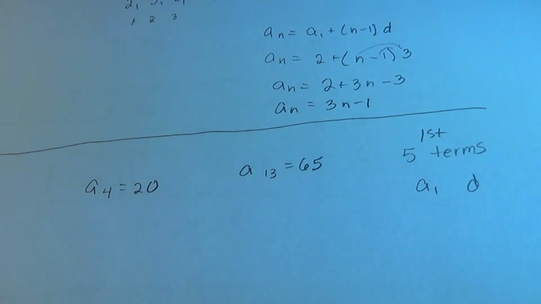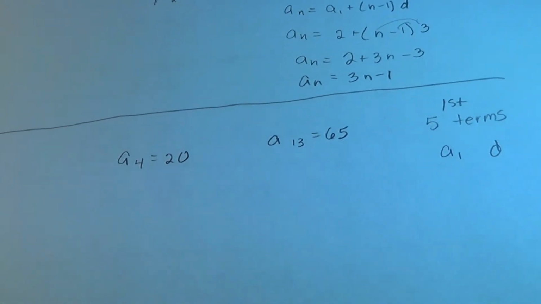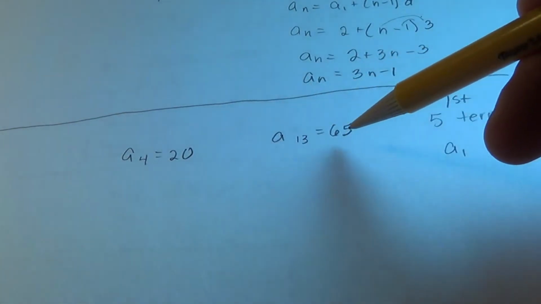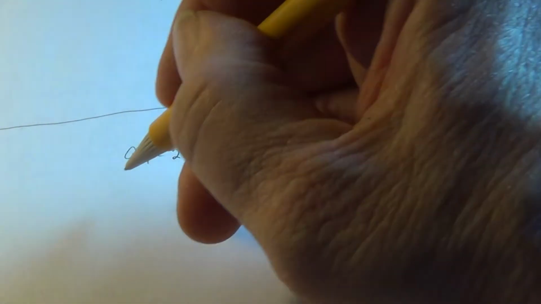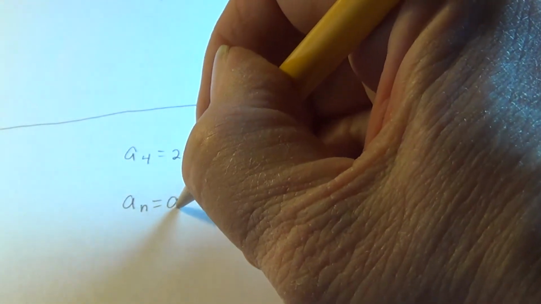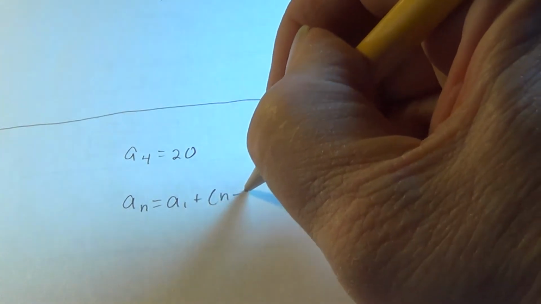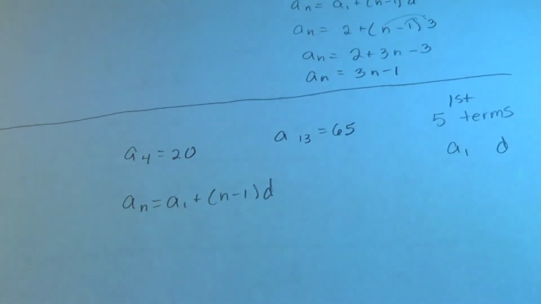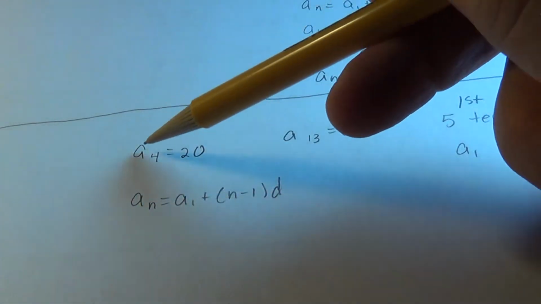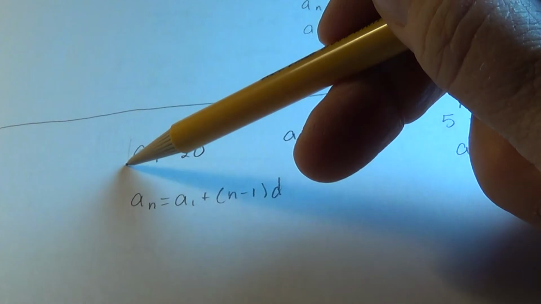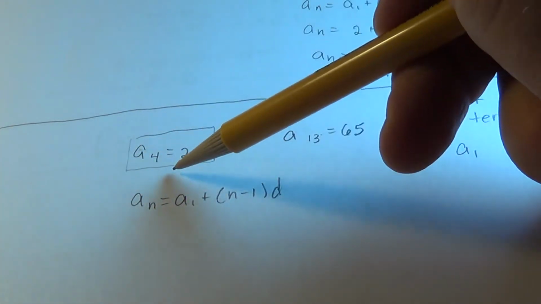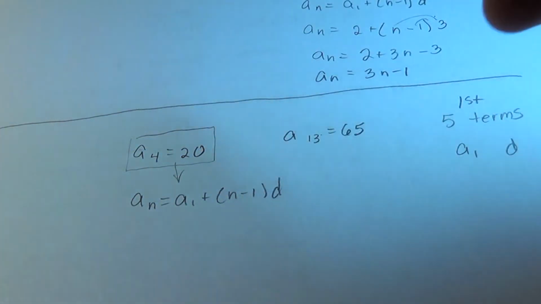So let's take from our information here everything that we can glean. So I'm going to put down my formula. A sub n equals a sub 1 plus n minus 1 times d. Right, that's the formula for the nth term. But it's also the formula for the 4th term or the 13th term. So I'm going to take this information and feed it into here and see what happens.